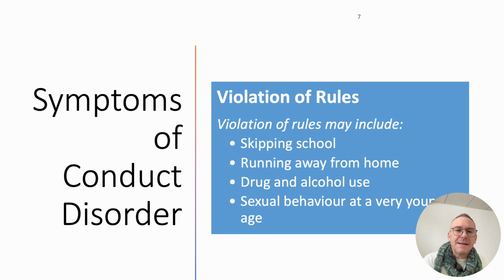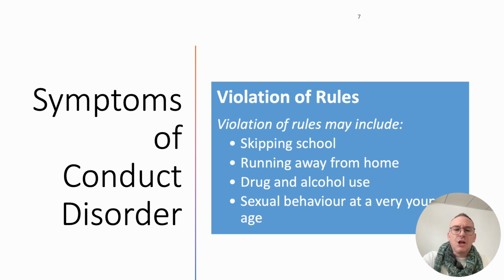Another symptom that we'll be looking at is violation of rules. This might include, for example, skipping school, running away from home, drug or alcohol use, and promiscuous or sexual behaviour at a very young age. So those are some of the symptoms or indicators, as I like to say, of conduct disorder, and those are some of the ways that you might be able to recognize it.